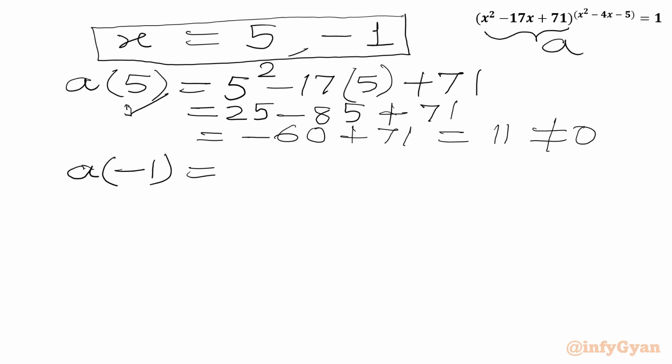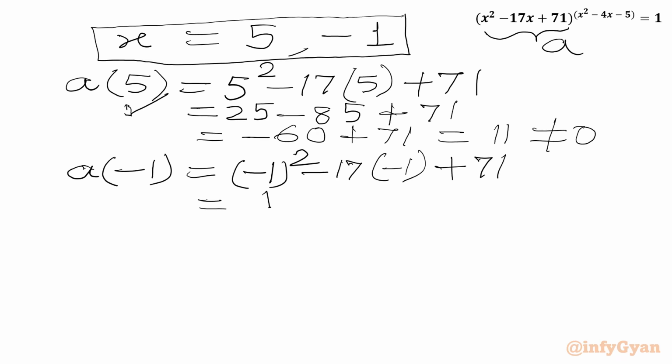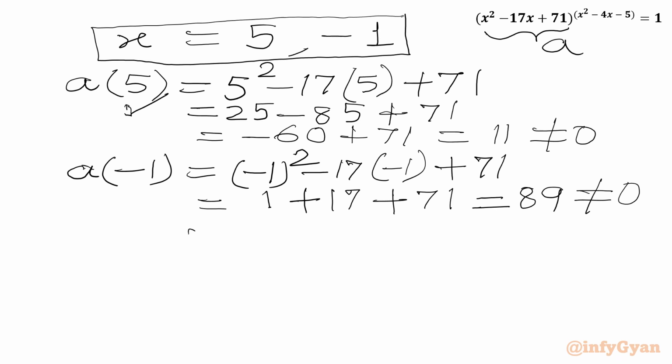Now we will calculate a of minus 1. So let me put x equal to minus 1 in a. So minus 1 square minus 17 times minus 1 plus 71. Minus 1 square is plus 1. Minus 17 times minus 1 is plus 17, plus 71. So 18 plus 71 is 89. The value is non-zero. So we can write our solutions 5 and negative 1. Both solutions are true.